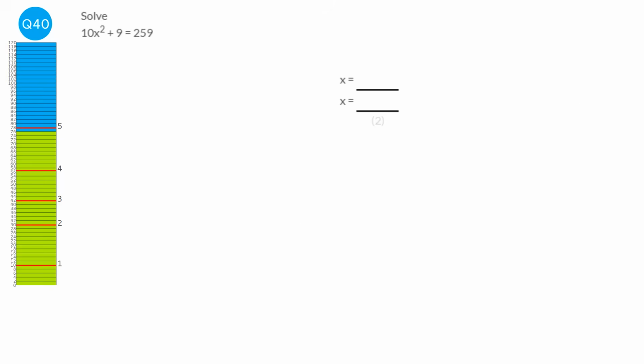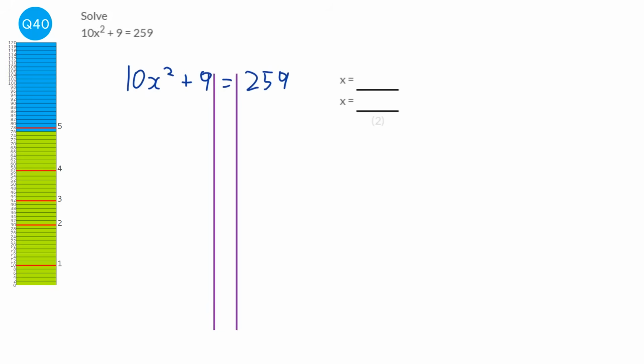So I'm going to write this question out a bit bigger, just so we've got a bit more room. And we're asked to solve. So what we're going to do with this is we're actually going to start by putting our solving lines in. And we're going to try and figure out what we do to get x on its own. So we're going to start by subtracting 9 from both sides. And so that will leave us with the 10x squared on the left hand side and then 250 on the right. Then we're going to divide by 10 both sides.